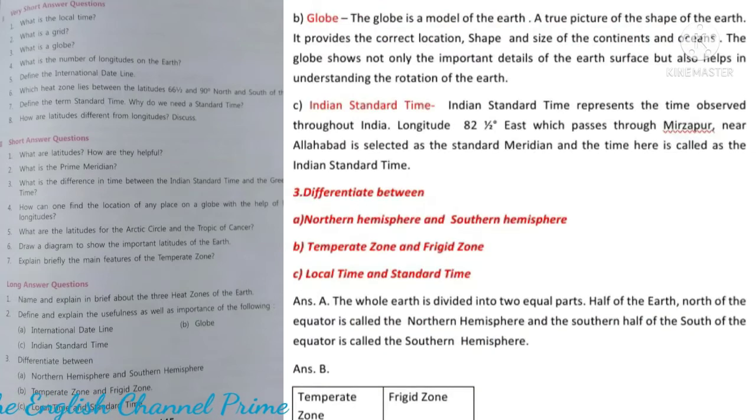Done. B. Globe. The globe is a model of the earth, a true picture of the shape of the earth.